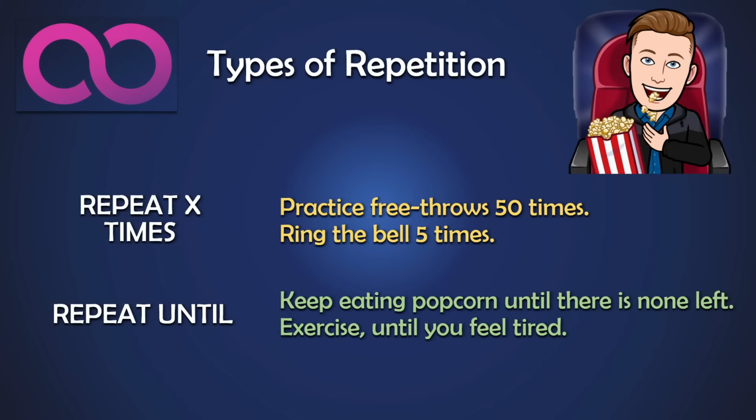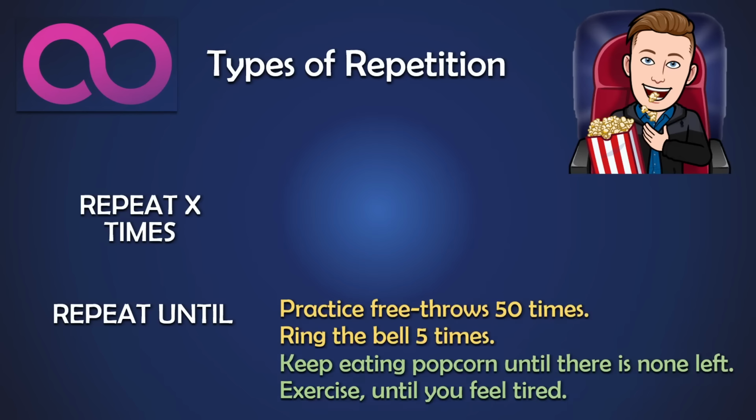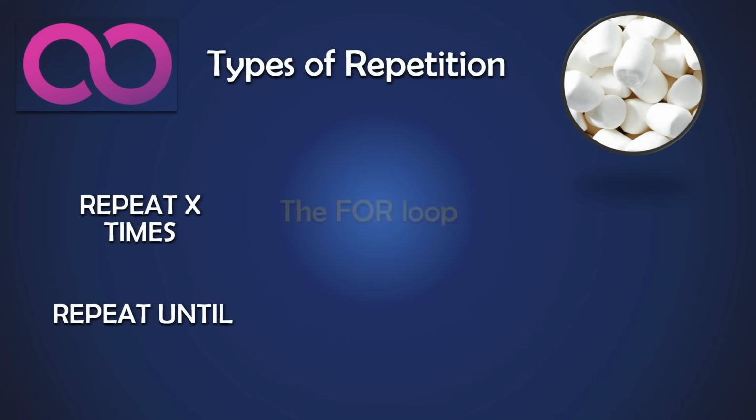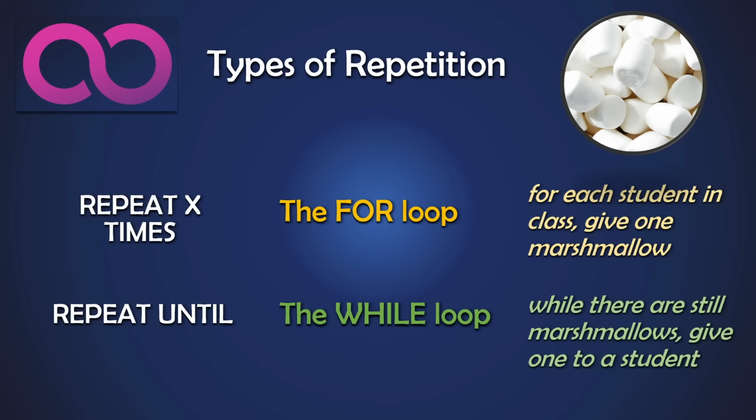But let's say you just keep eating until your dinner is gone. You don't know how many times you're going to chew or eat, but you just keep going until it's done, right? That's repeat until. So generally speaking, we use the for loop for repeat X times, and we use the while loop for an unknown amount of times.